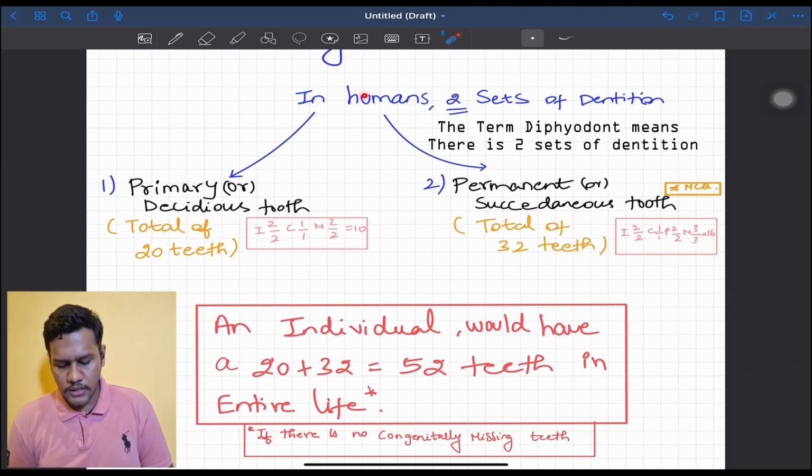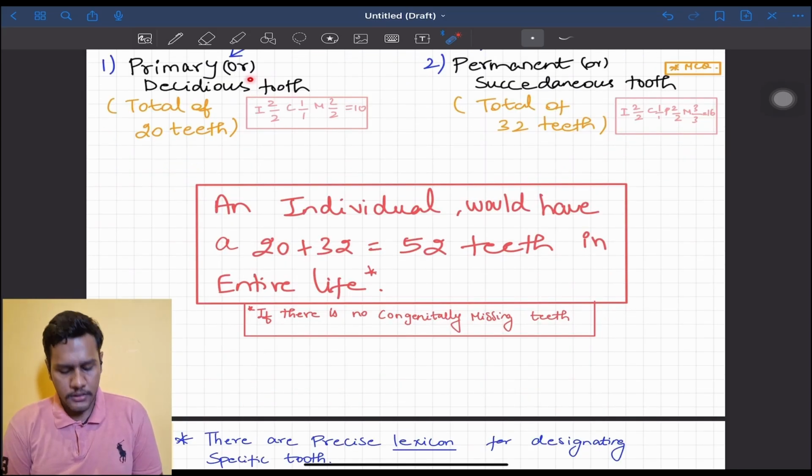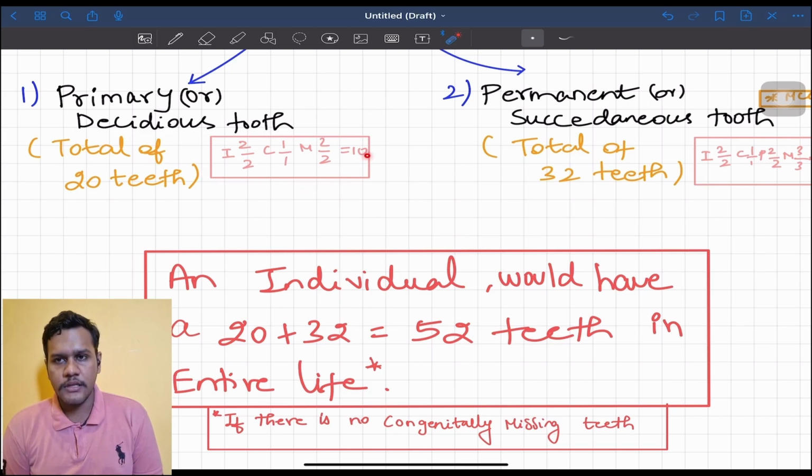In human dentition, there are two sets of teeth. The first one is primary, also known as deciduous teeth, and the second is permanent teeth, the succedaneous teeth. In primary, there are a total of 20 teeth. This you should already know. There is a different formula for different mammals like monkey, cat, and dogs. This formula is for the human dentition.